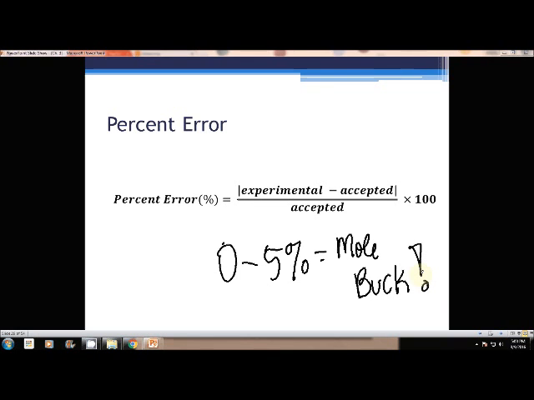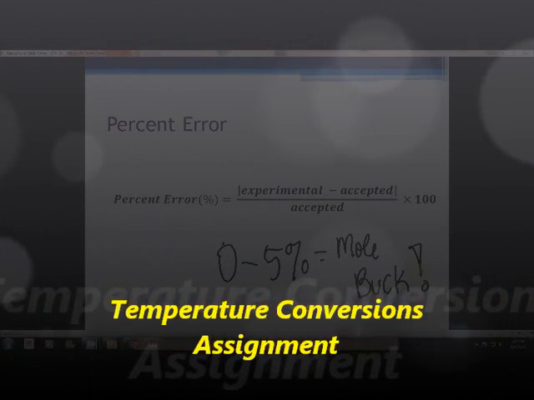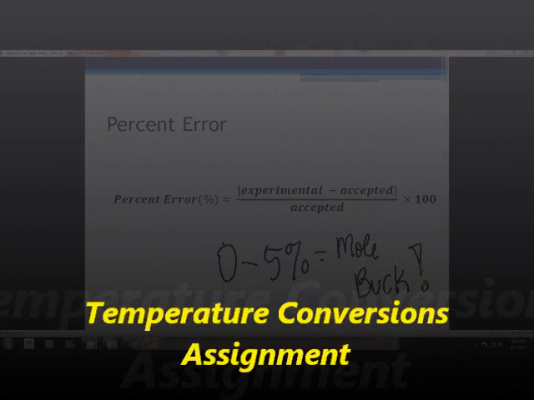All right? So now we are finished with part 3 for chapter 3. We are going to work on specifically the temperature conversions assignment, and then we're going to use the percent error equation in our next lab.